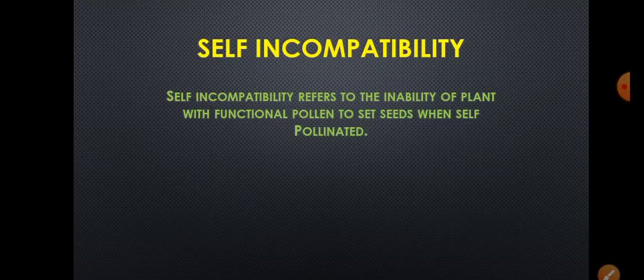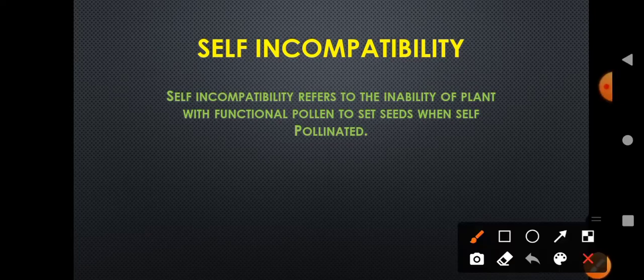So here is a definition of self-incompatibility. Self-incompatibility refers to the inability of the plant with functional pollen to set seeds when self-pollinated. That is, it is the inability of the plant. The plant is not able to set seeds, but it has the functional pollens to set seeds when self-pollinated.